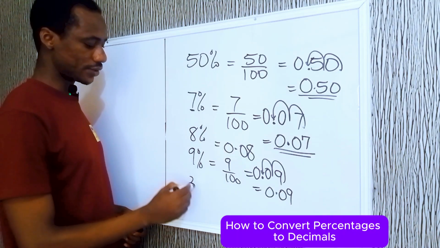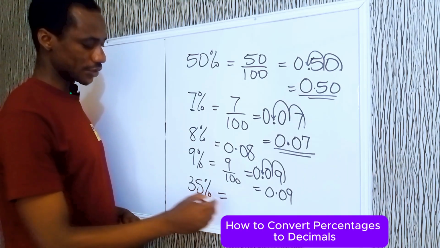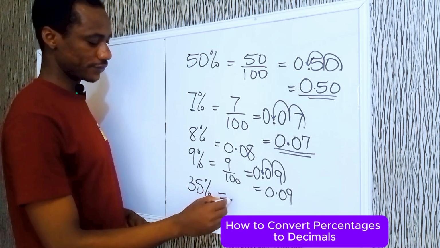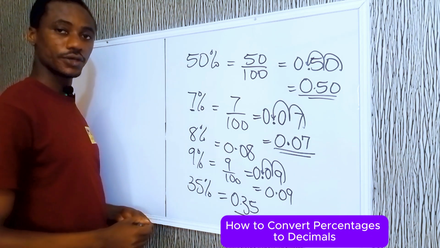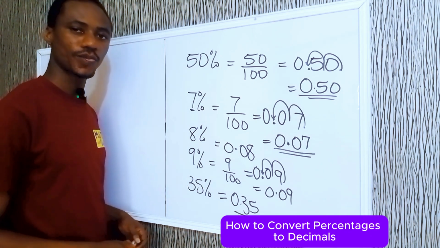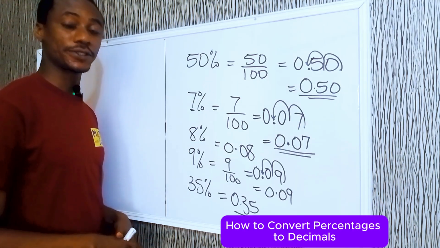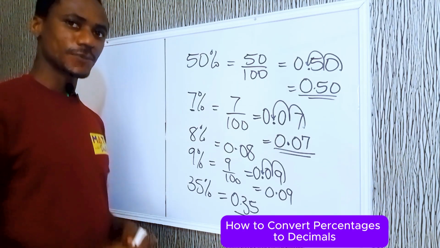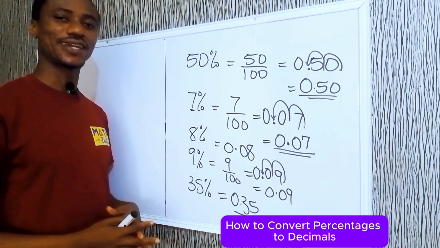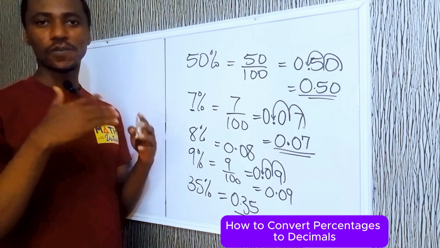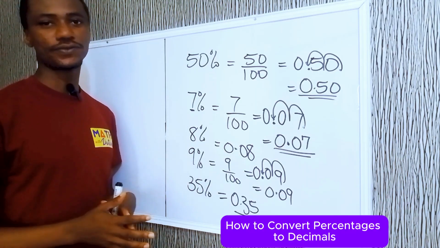So let's say we have 35%. I just put the point before 35. That will be 0.35. 45%, 0.45. 32%, 0.32. 36%, 0.36. 58%, 0.58. 99%, 0.99. Alright, so converting percentages to decimals is straightforward, easy.